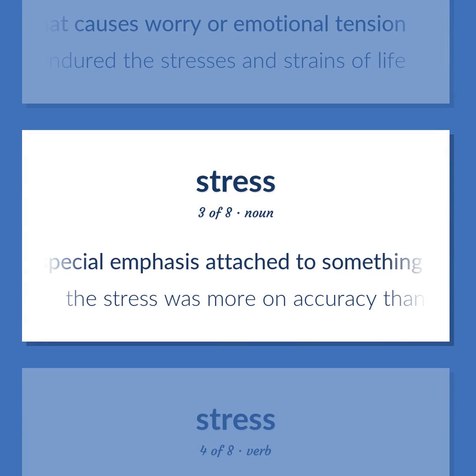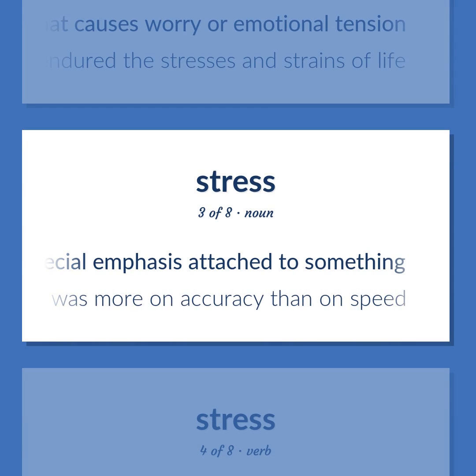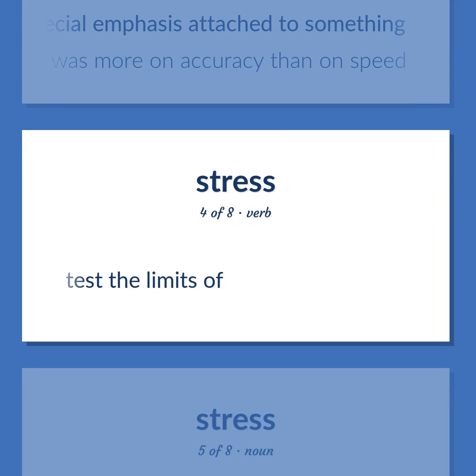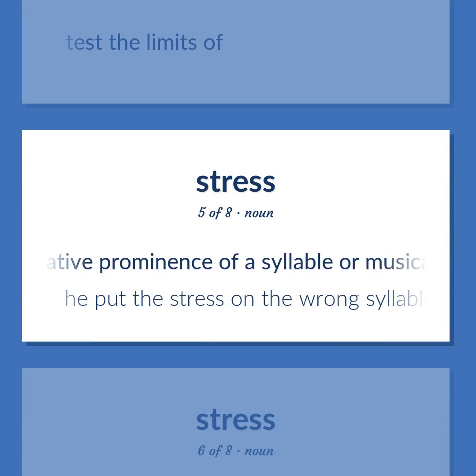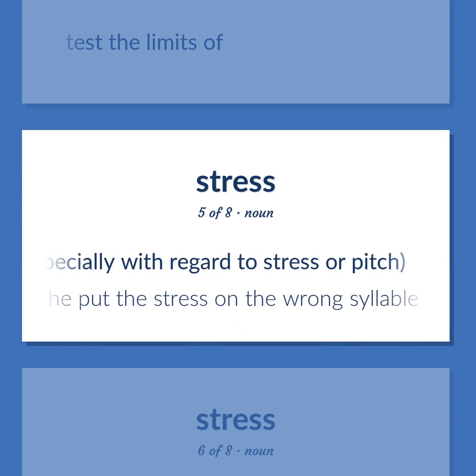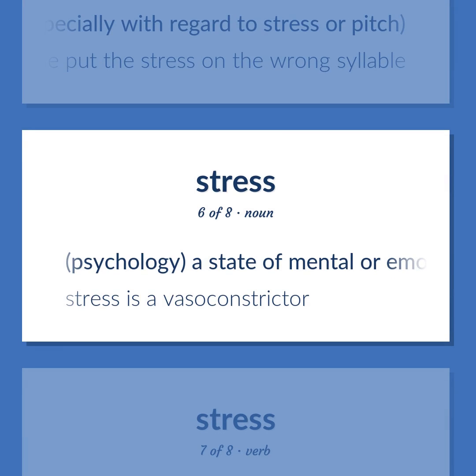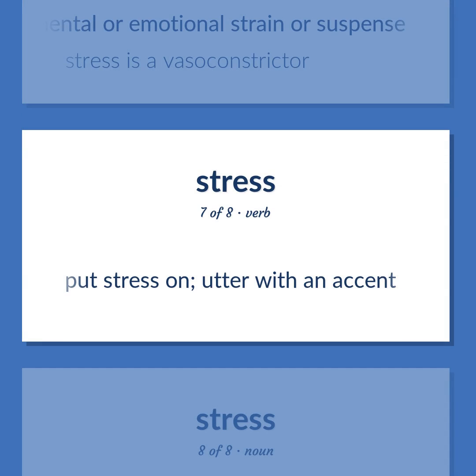Special emphasis attached to something. The stress was more on accuracy than on speed. Test the limits of. The relative prominence of a syllable or musical note, especially with regard to stress or pitch. He put the stress on the wrong syllable. Psychology. A state of mental or emotional strain or suspense. Stress is a vasoconstrictor. Put stress on. Utter with an accent.